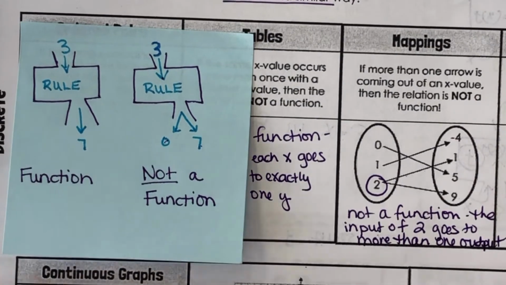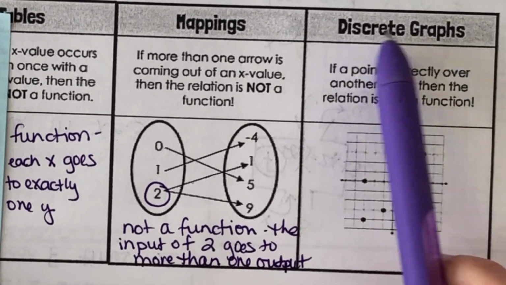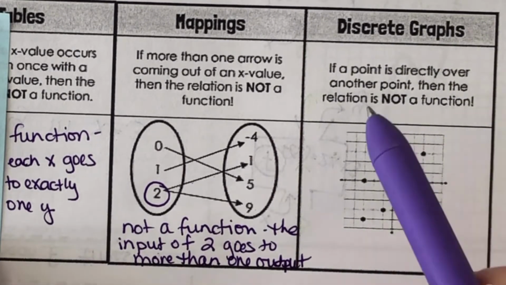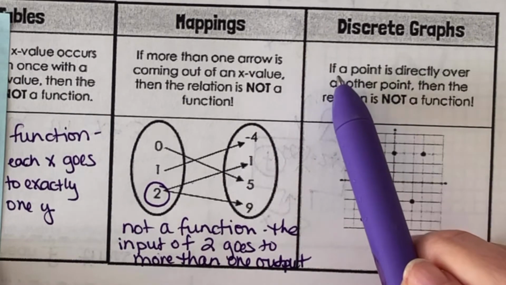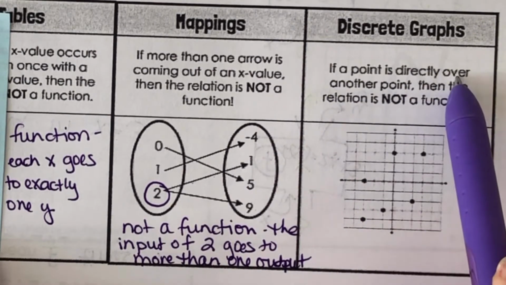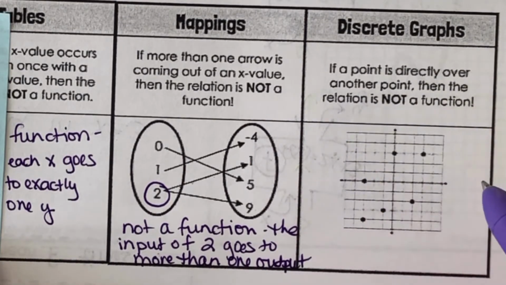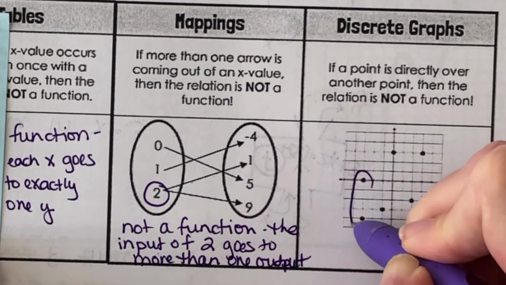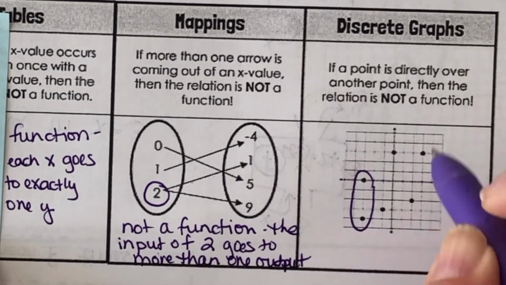All right, and let's cover what a graph would look like. And again, this is a discrete graph, so none of these points are connected. They're all just individual little points. And if this is a function, or if it's not a function, if a point is directly over, meaning up and down, another point, then the relation is not a function. And I can see right here, I have 2 points that share the same x value.